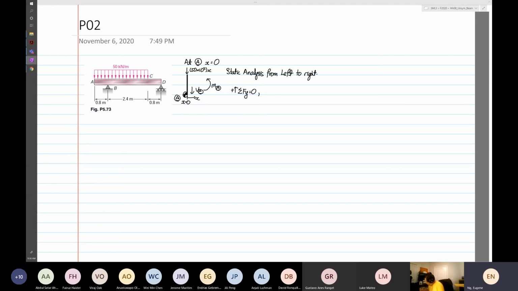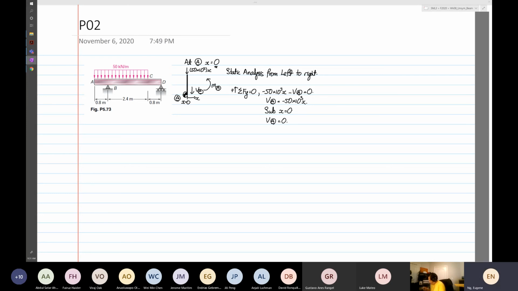The sum of forces in the y direction is equal to 0. So we have minus 50 times 10 to the power 3 x minus V of A, and this will be equal to 0. So V at point A is equal to minus 50 times 10 to the power 3 x. And we know x is equal to 0, so we're going to substitute x is equal to 0. So V at point A is equal to 0.